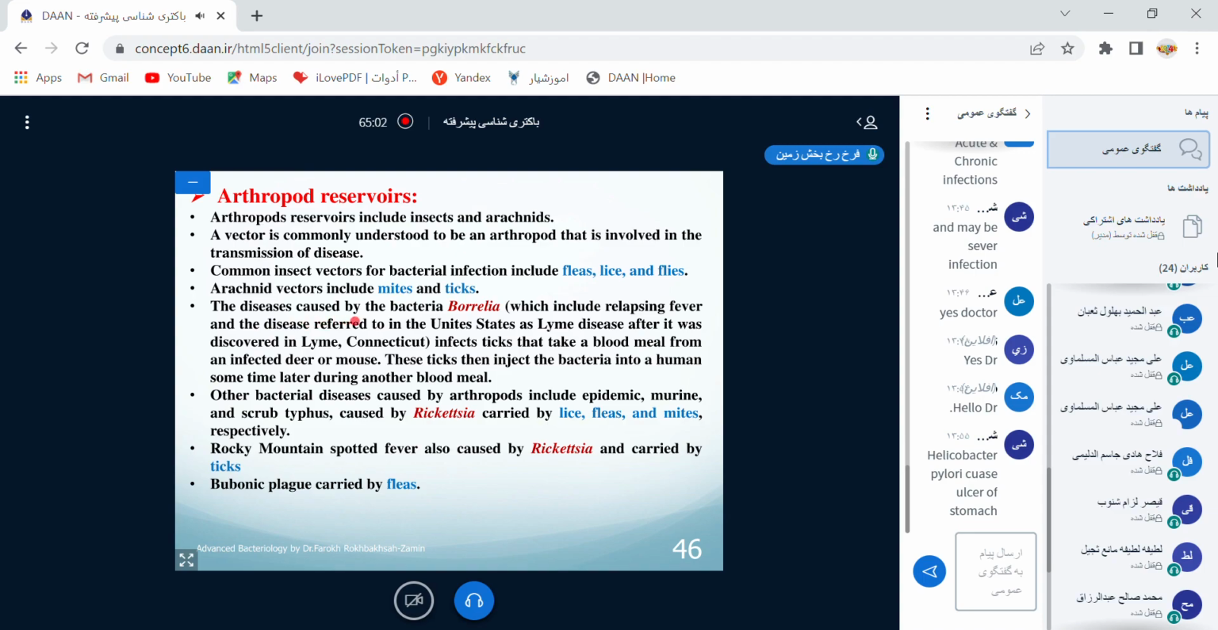Diseases caused by the bacteria Borrelia include relapsing fever. Relapsing means repeating. Relapsing fever means fever which repeats many times according to the presence of infection like Borrelia. And the disease referred to in the United States as Lyme disease. So the disease related to Borrelia we call Lyme disease.